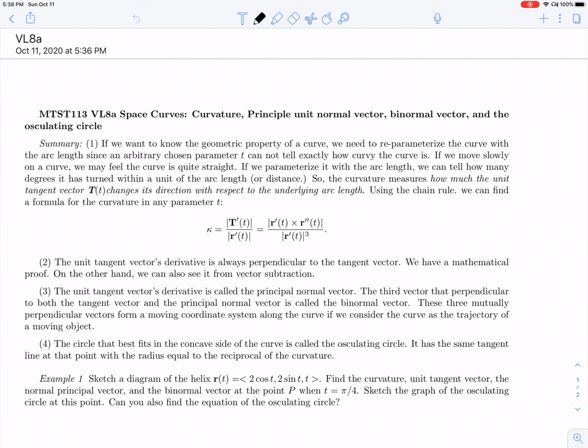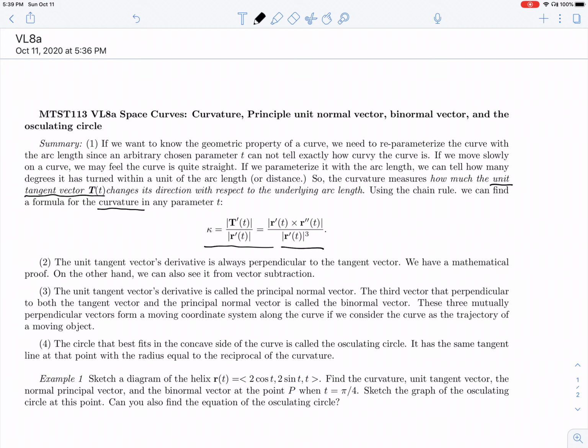Now, just from the name, curvature means some kind of measurement of curviness of a curve, right? And here we have the formula. First of all, we try to understand why a curvature should be the derivative of the unit tangent vector. This is really important one, unit tangent vector.